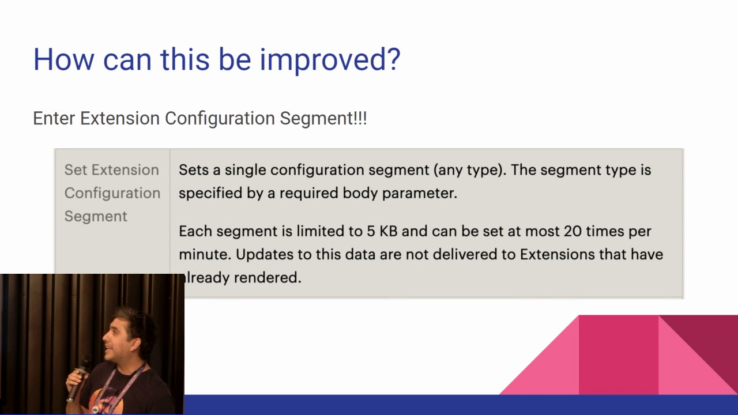Enter the extension configuration segment. When you go to the documentation, let's read it verbatim. It sets a single configuration segment. Any segment type is specified by a required body parameter. Each segment is limited to 5 kilobytes and can be set at most 20 times per minute. Updates to this data are not delivered to the extensions that have already been rendered.